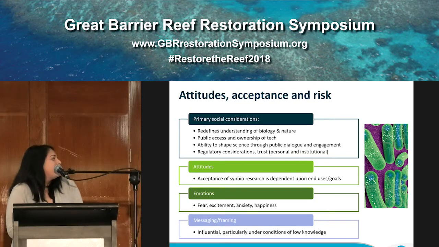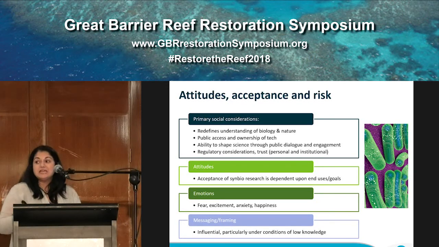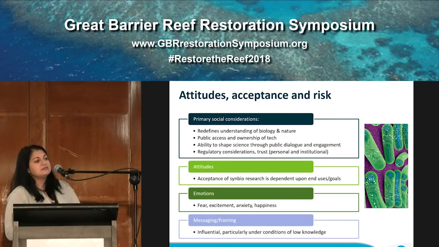The ability to shape science through public dialogue and engagement is something that's come up in our research, and that's really referring to the public wanting a say in not just how the research is developed in terms of what might be the solutions on the table, but also when it comes to implementation, they want to be involved on the ground, if it's in their communities, to be able to participate. And I'll talk a bit more about that in the context of Carp BIOCONTROL a bit later.